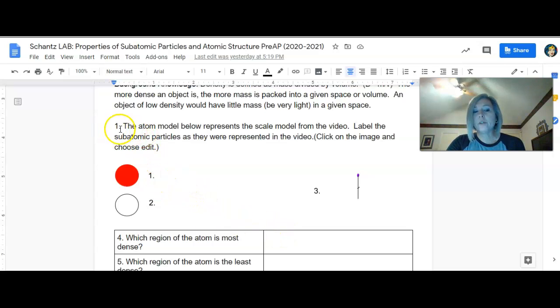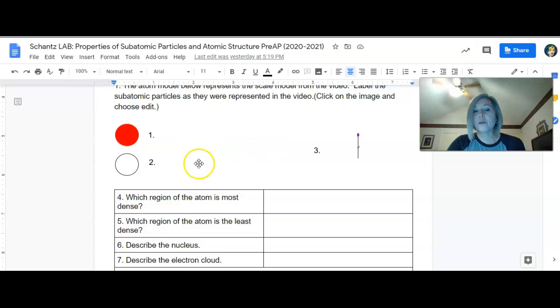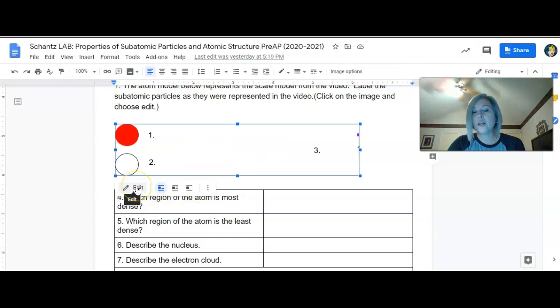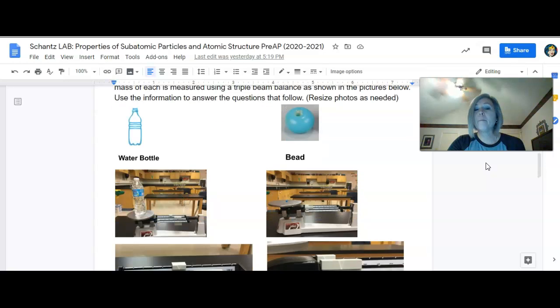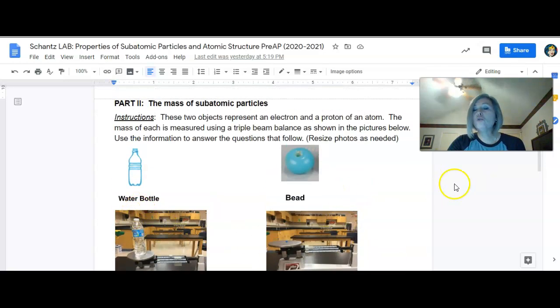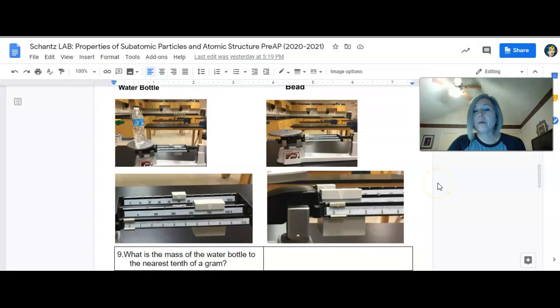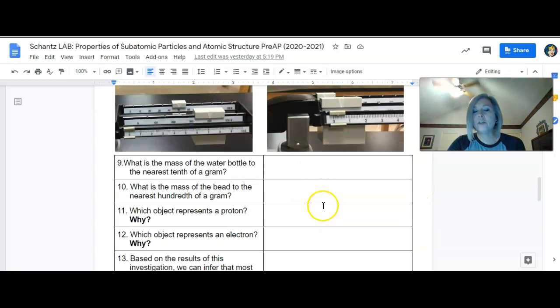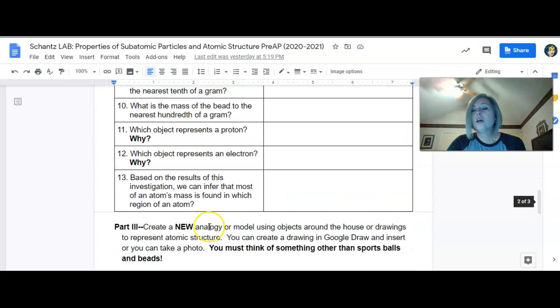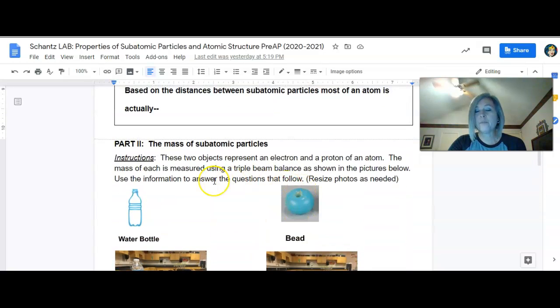For part 1, question 1, you have to edit this picture. To do that, you click on the picture and choose the edit button. And then you're going to fill in the missing words and then answer the questions below. For part 2, we're looking at the mass. I've used 2 items. One will represent an electron, one will represent a proton. I've measured the mass of them. Since you're not here to do it yourself, you will read the mass for each one, fill it in, and answer the questions. Some of you may have a part 3. If you have a part 3, follow the directions for part 3. When you have finished that and submitted it, you're done for the day.